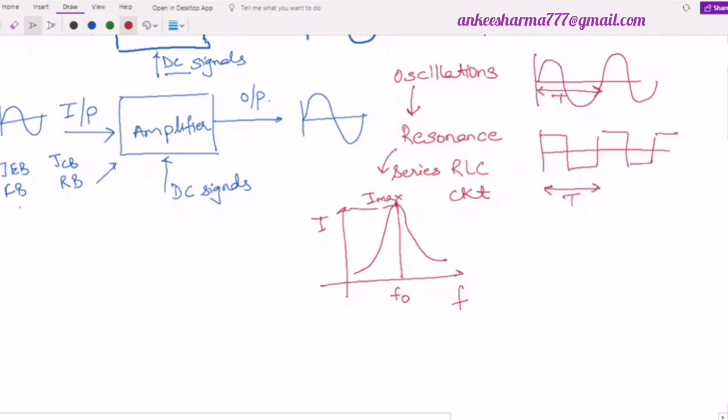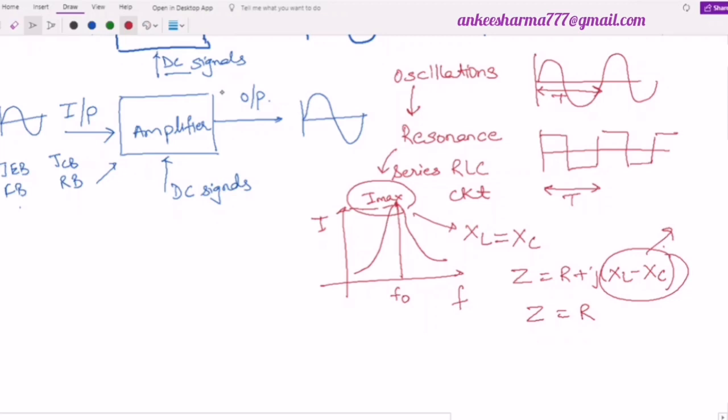So in a series RLC circuit, this state is achieved when your XL, that is the reactance provided by the inductor, is equal to the reactance provided by the capacitor. Right? So in that case, your total impedance, which is equal to R plus j(XL minus XC), will be reduced to only Z is equal to R, because this factor has reduced to 0 at a particular frequency, and that frequency is f naught over here.